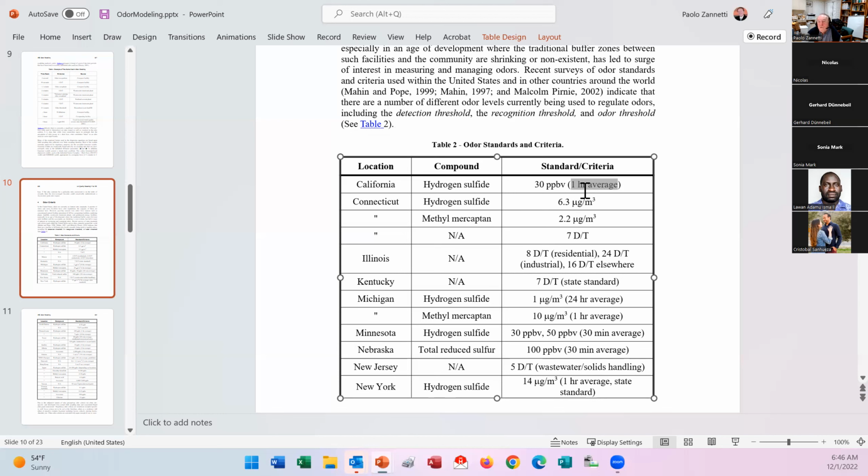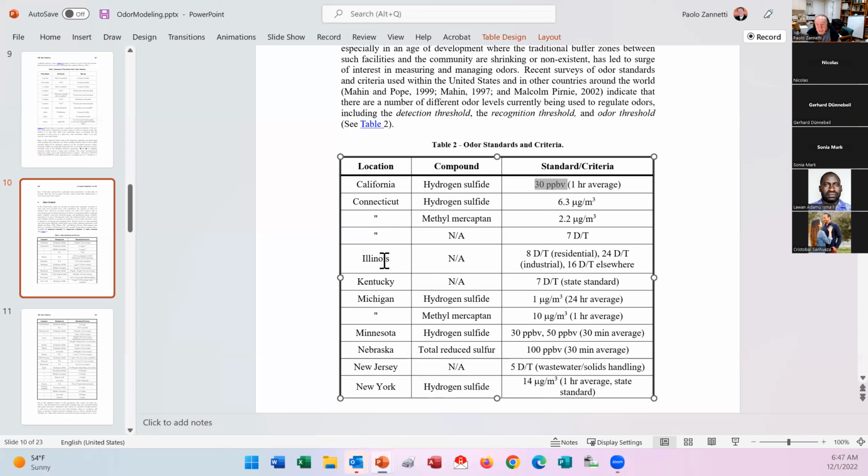So if the 1 hour average is 30 ppb, that means that at the instantaneous level, you may probably have 50, 60, even 90, it depends. So these are the type of values that are considered a problem, a challenge for odor. Other states have defined different standards.